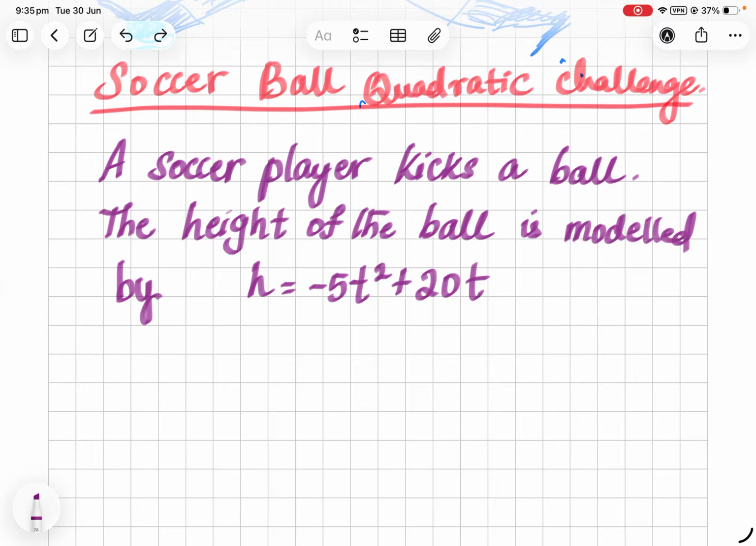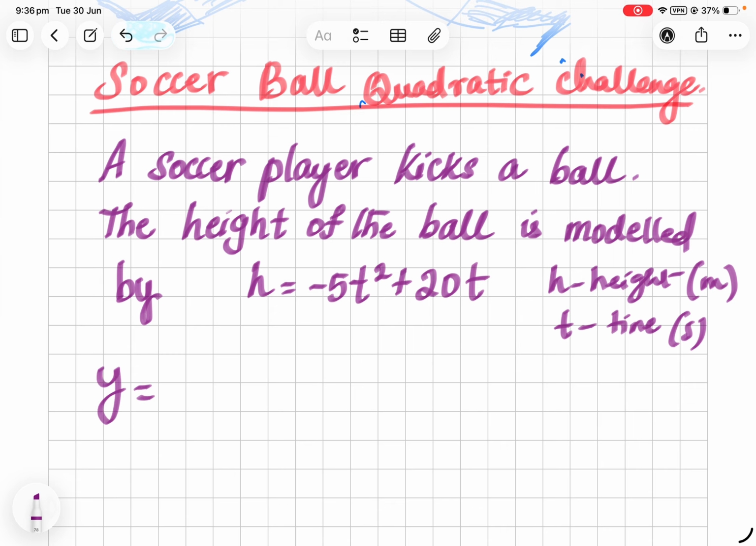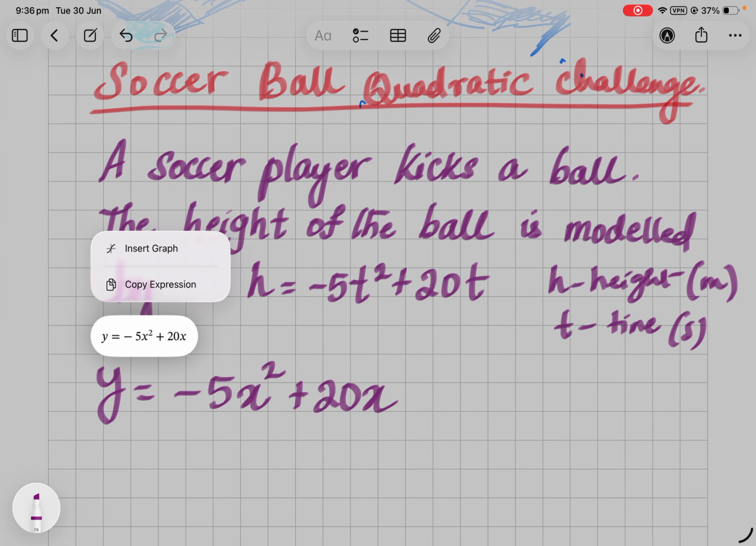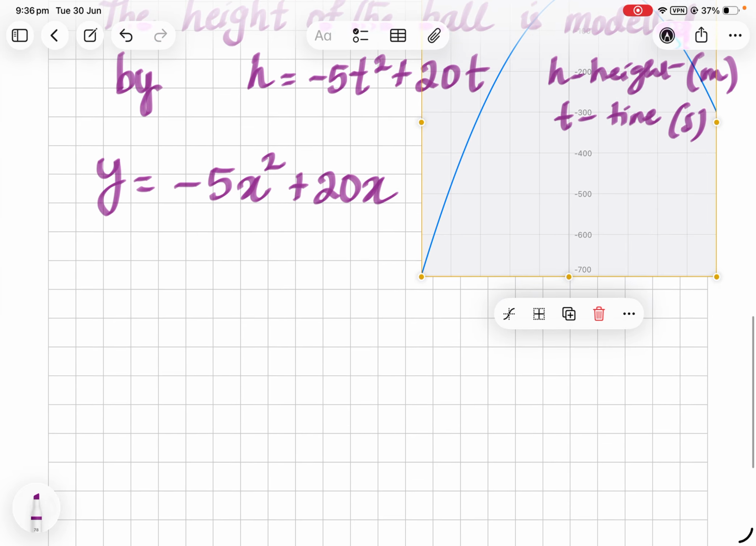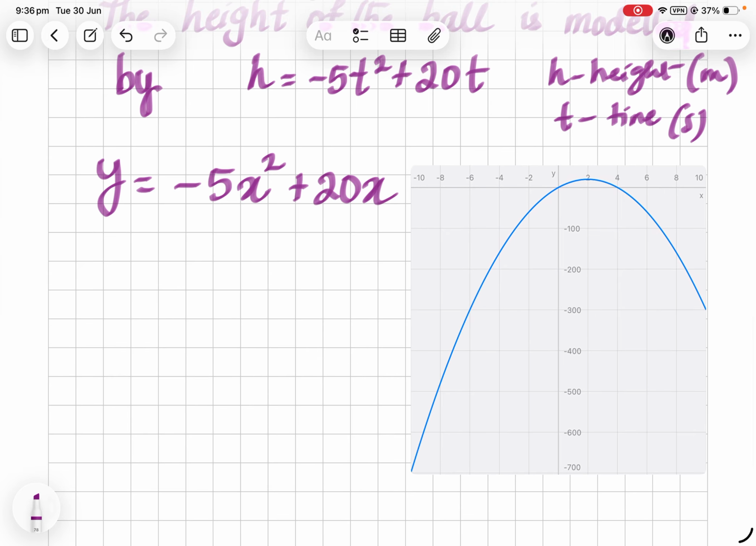So instead of h and t, where h represents the height, remember that, h represents the height, t represents time in seconds. This is seconds and this is in meters. So we'll convert that into y equals negative 5x squared plus 20x. Insert the graph. There we go. I can bring it down a bit here.